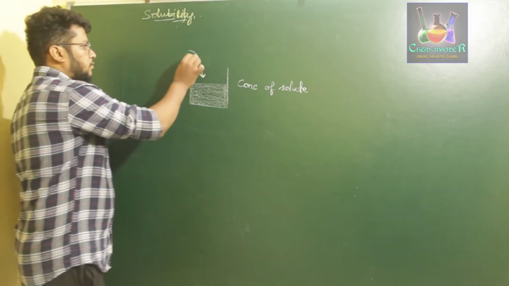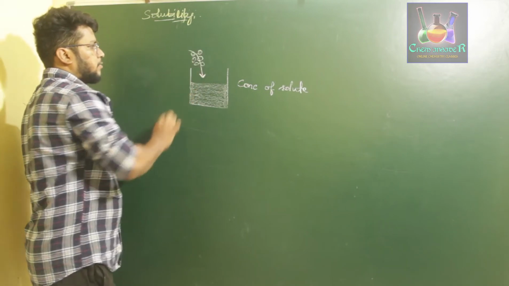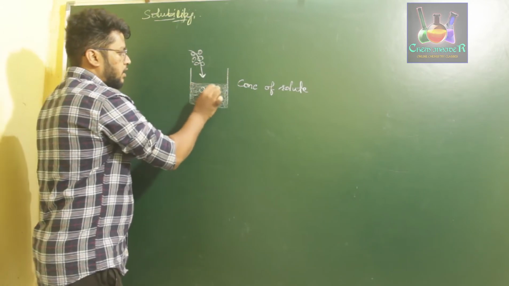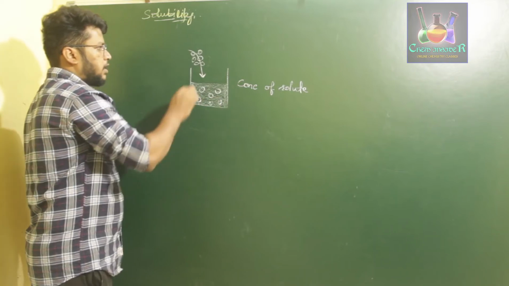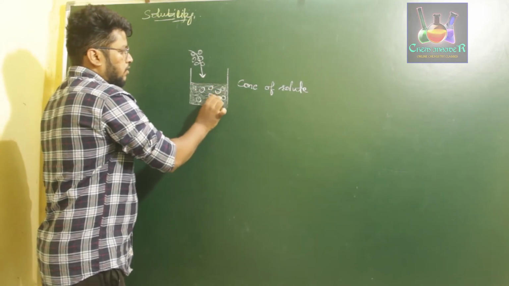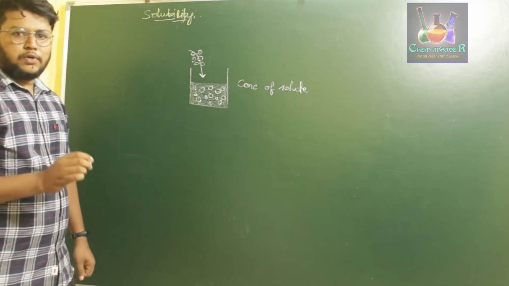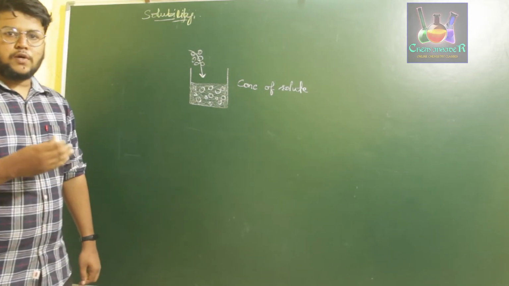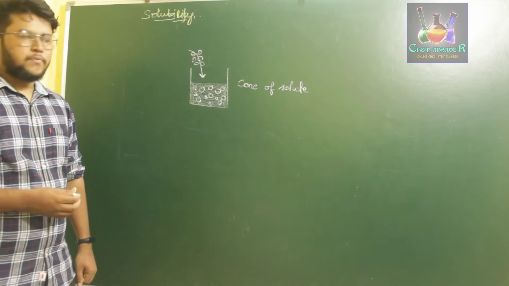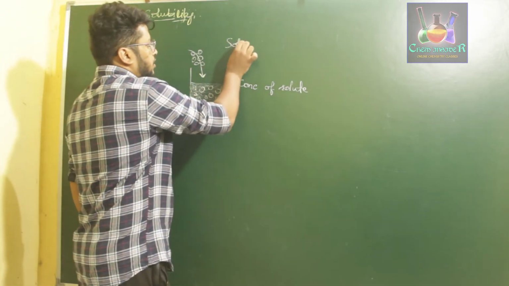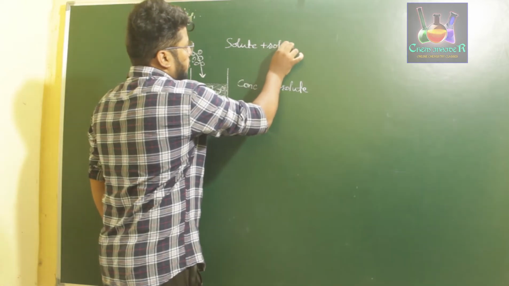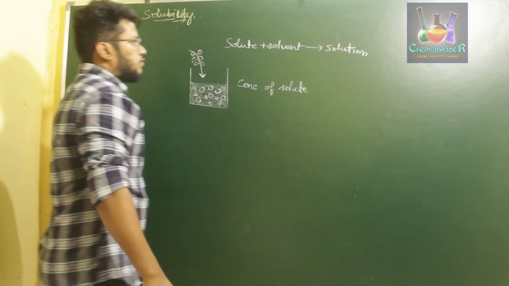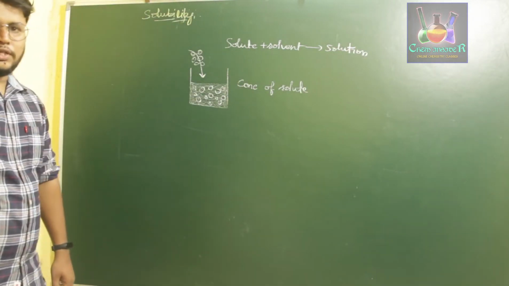Let us consider that we are adding certain particles of solute. Initially there were 0 particles. Now after adding, we have 6 particles inside the solvent. Similarly, if you add 6 more, you will have a total of 12. So whenever you increase the amount of added solute, the concentration of solute in the solution increases. So solute along with solvent gives us a solution. So this will be our reaction.